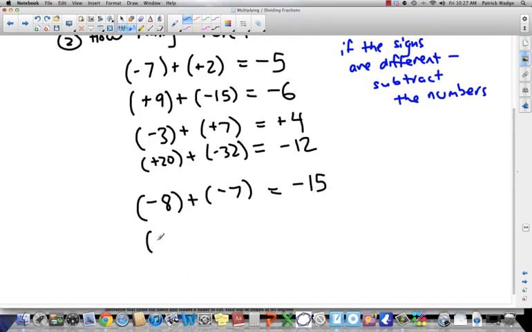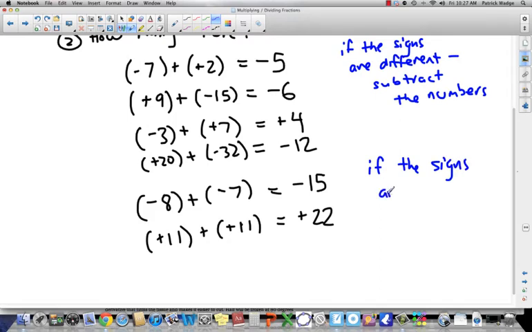What if they're both positive? Well, you know this. You've been doing this for years and years when you have two positives, but let's just do it to see. Positive 11 plus positive 11, let's say. Would I have more positives or negatives? Obviously positives. There are no negatives. How many more positives are there than negatives? Well, I've got 11 positives plus another 11 positives. I actually have 22 positives. You see what's different? When the signs are the same, add the numbers.